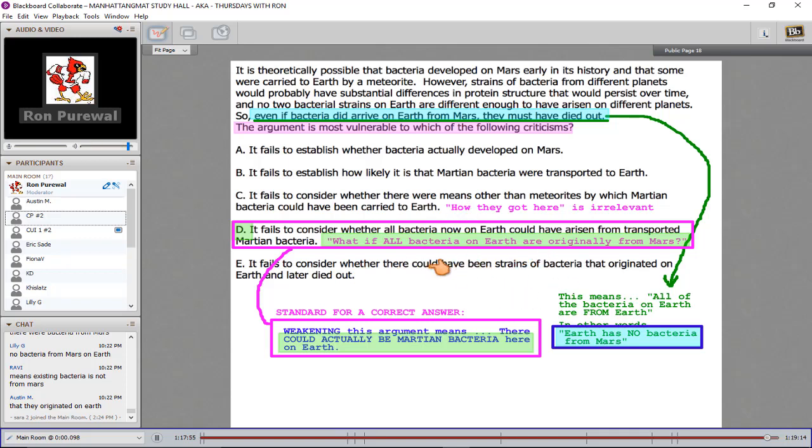And then E also, we're only talking about the bacteria that exist now, not the ones in the history of the early Earth. Not to mention that these would be originated on Earth, so it doesn't address this. Any questions? So this is D, like dog. All right, that's curtain call.